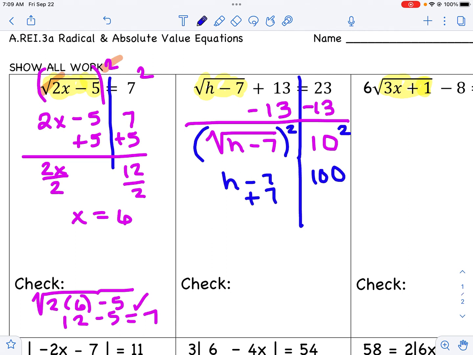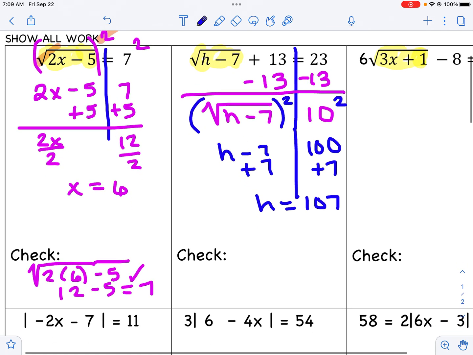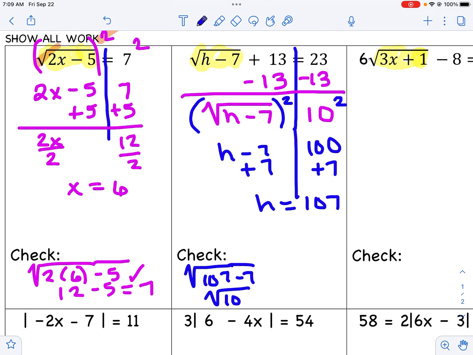We're now going to add the 7 to both sides, and we end up with h equals 107. And so again, we're going to go ahead and check it just to make sure that when we do the square root piece, we have 107 minus 7, which we do know is the square root of 100, which is 10. And 10 plus 13 really does check out to the 23 that we started with.